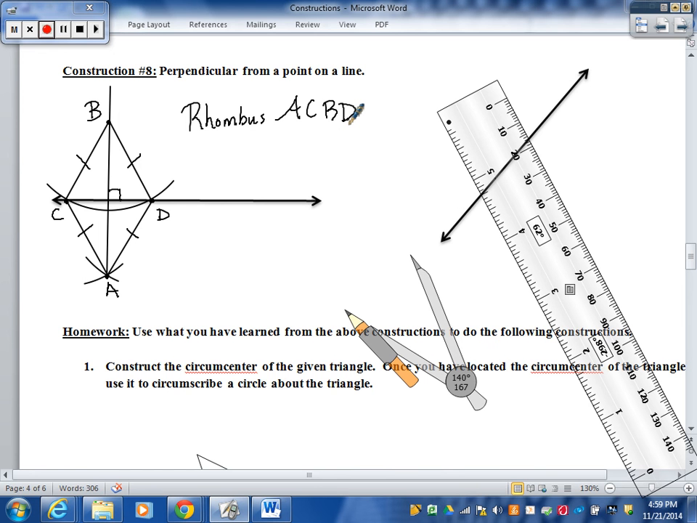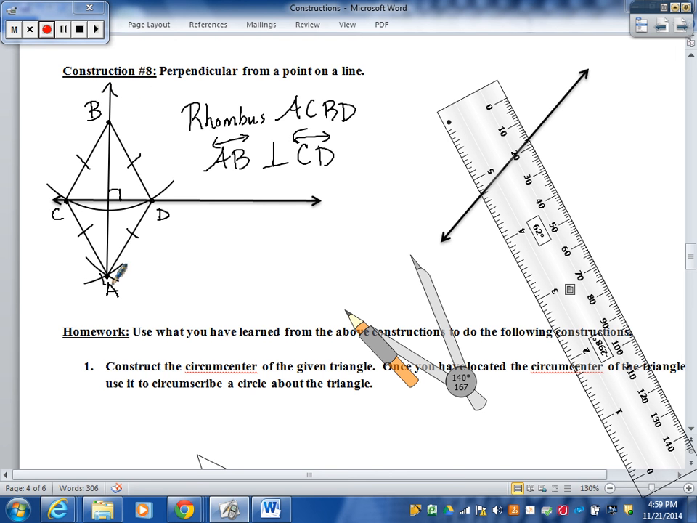And what do we know about the diagonals of a rhombus? Well, they're going to be perpendicular. So as a result, AB is perpendicular to CD. And actually it's a line. Okay? I should probably put the line up there too.